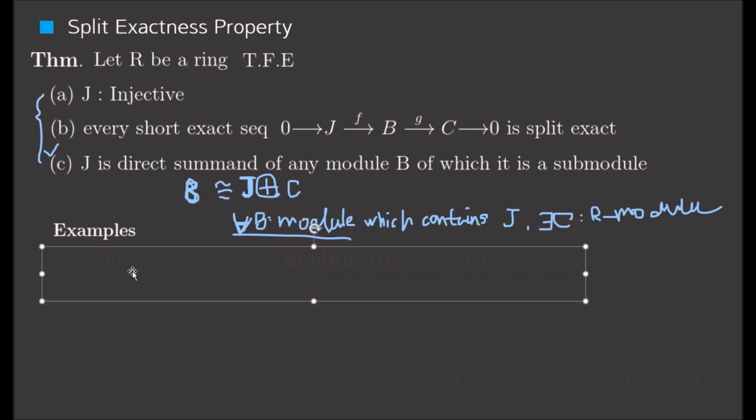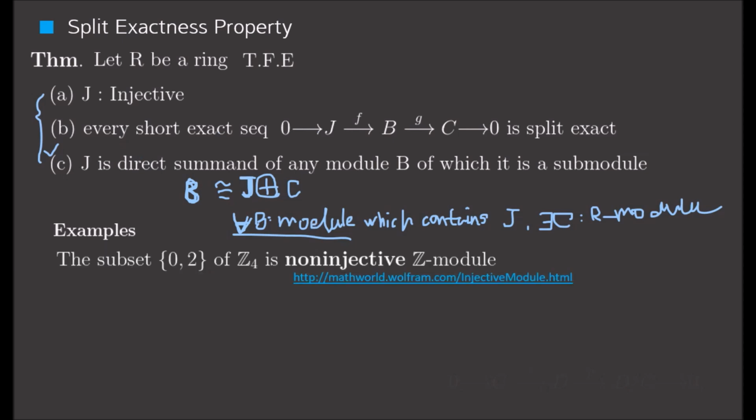Let's see this example. The subset 0, 2 of G4 is a non-injective G module. Well, I will use statement B instead of statement C. This is also useful: every short exact sequence is split exact. Then, if we find a short exact sequence that is not split exact, we decide that this J is not injective. This J is not cyclic. This J is not an injective module.